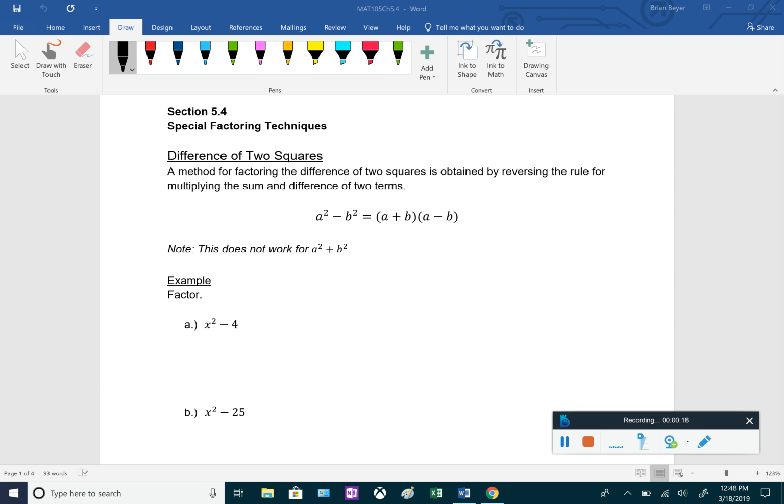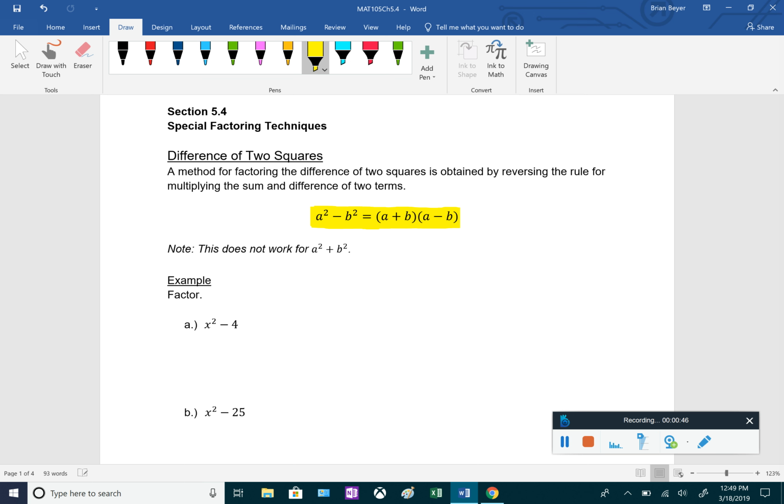Okay, so this is going to be the reverse rule for multiplying the sum and difference of two terms. Before, we were multiplying a plus b times a minus b. We called those conjugates. Same two terms, one's addition, the other subtraction. When we multiplied those, we got a squared minus b squared. So that was a shortcut way of doing it.